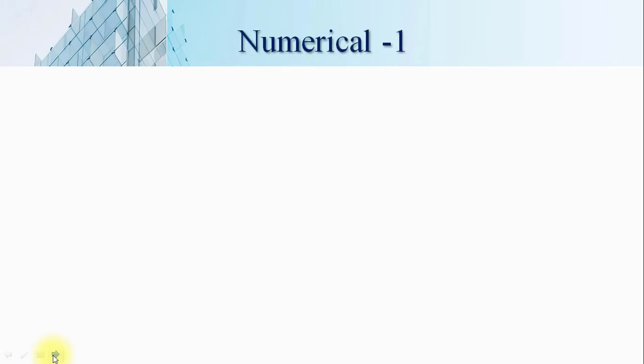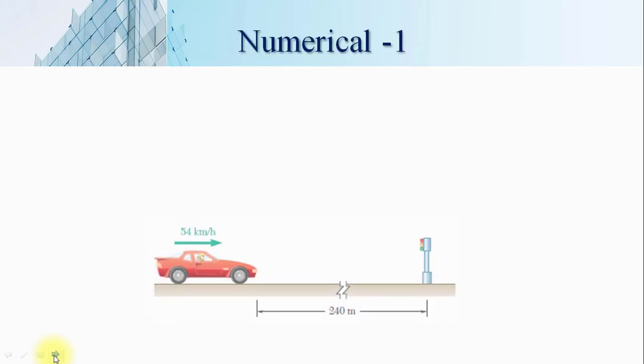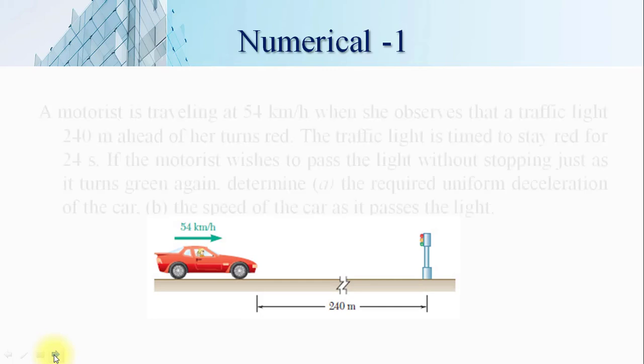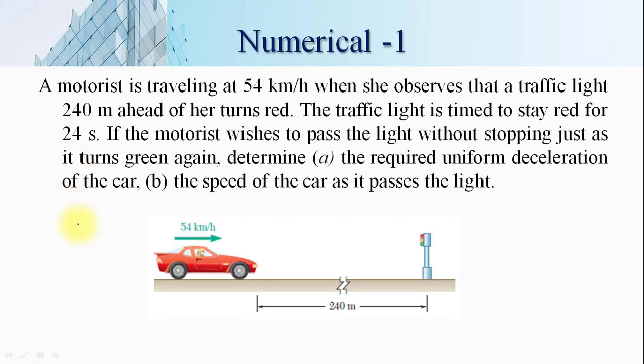So in this rectilinear motion, let us see the first numerical. Here the diagram is given for the numerical, and it is mentioned that a motorist is traveling at 54 km per hour when she observes that a traffic light 240 meter ahead of her turns red. The traffic light is timed to stay red for 24 seconds. If the motorist wishes to pass the light without stopping just as it turns green, then determine first, the required uniform deceleration of the car, and second, the speed of the car as it passes the light.